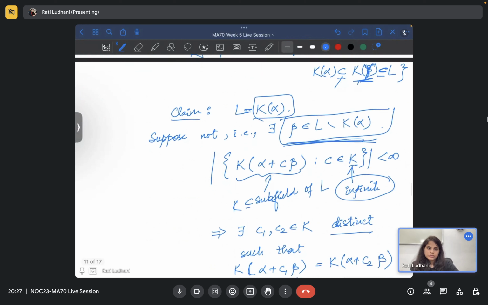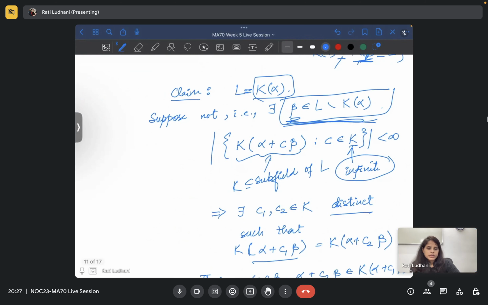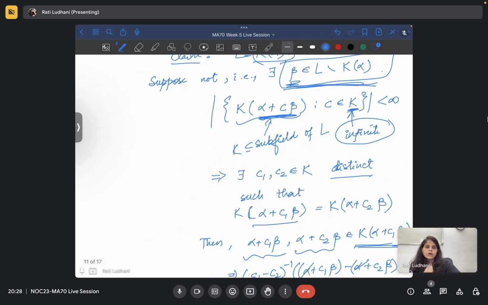Suppose not. We consider beta. Then there will be a beta such that beta belongs to L minus K alpha. Then you consider the sets of some subfields of L which contain K, and we take them of the type K(alpha plus C beta), where C is varying over K. Since K is infinite, there will be infinitely many options for C.